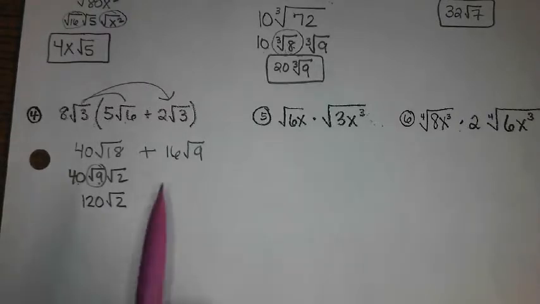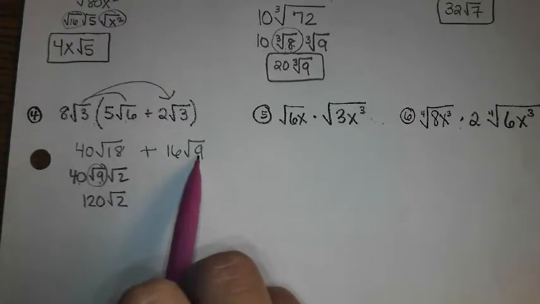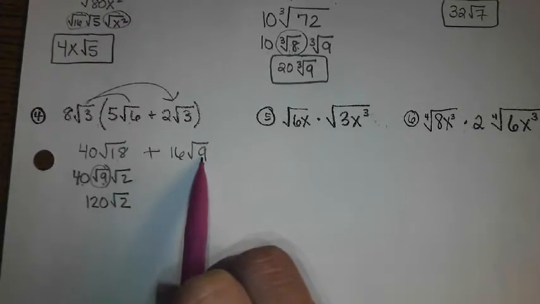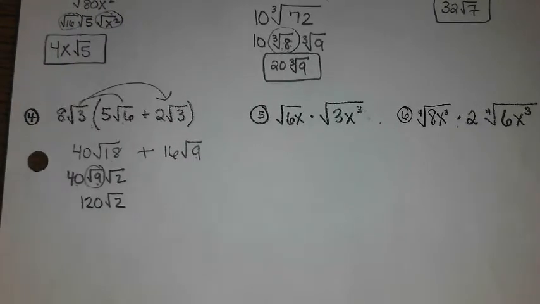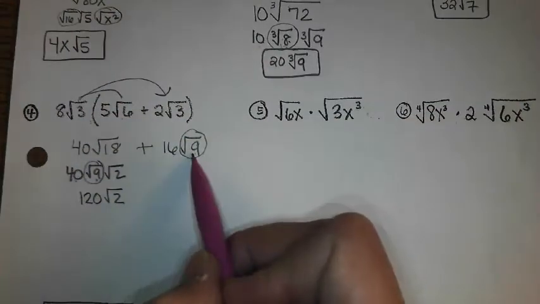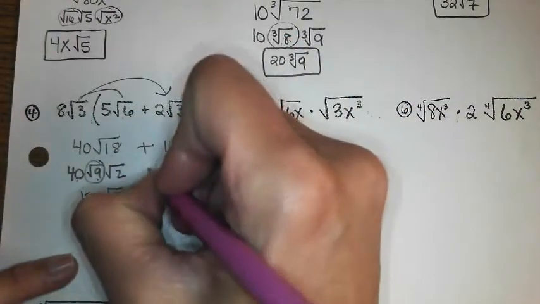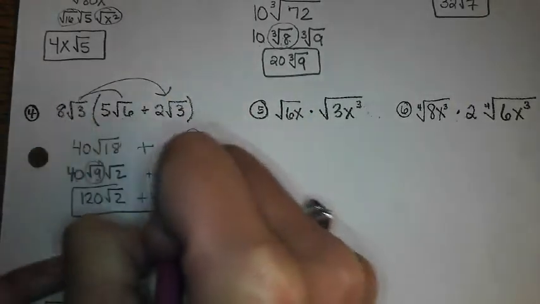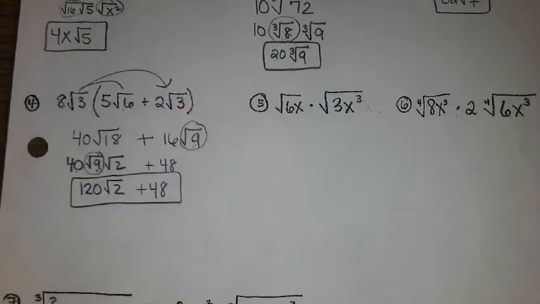Perfect. And then this one's interesting because how do you break down root 9? Right, you don't, when I say break down, I mean into what times what. You don't break it down because it's already a perfect square. So we'll just circle it and simplify it. That's 3 times the 16 is plus 48. So our answer is 120 root 2 plus 48.